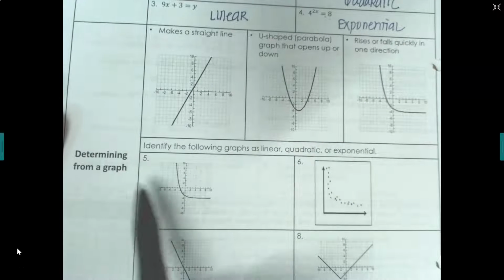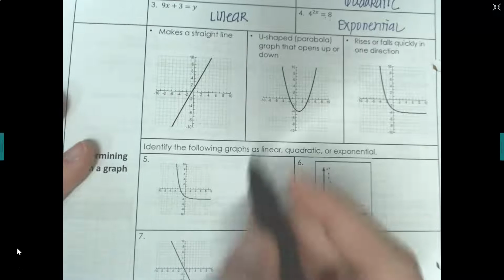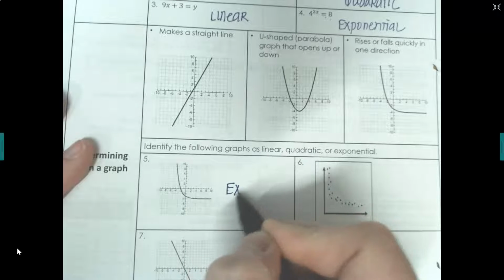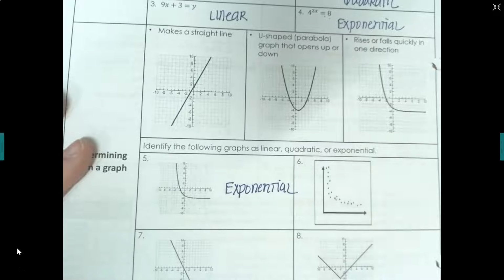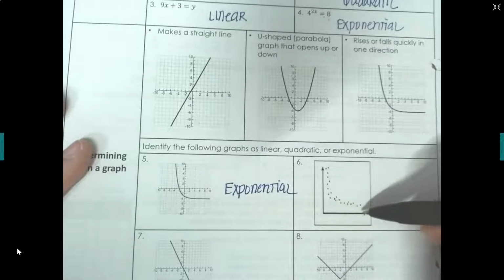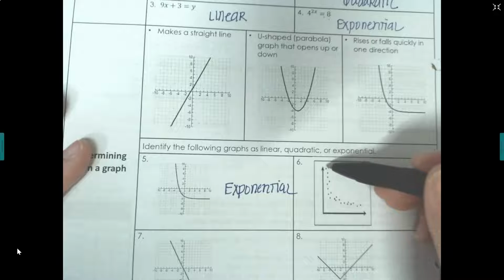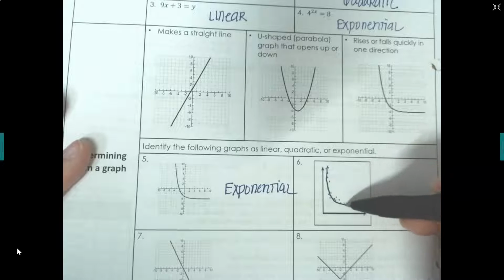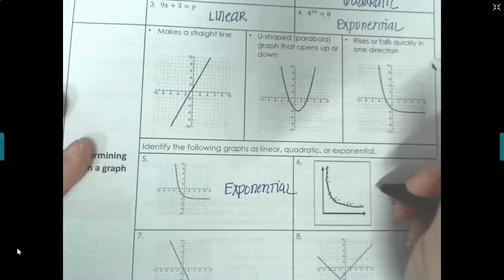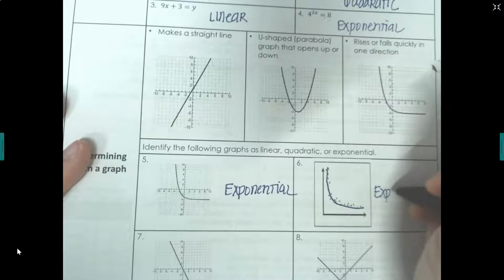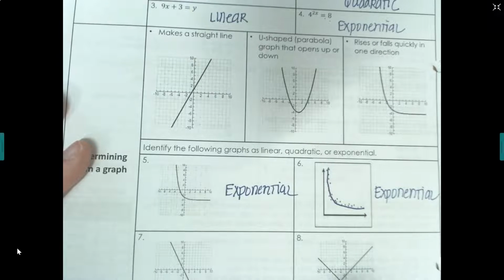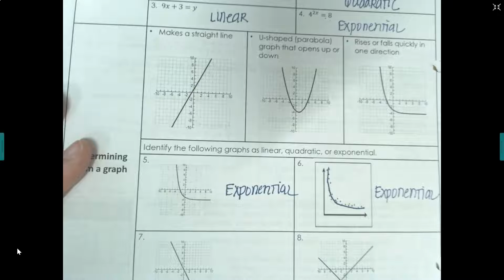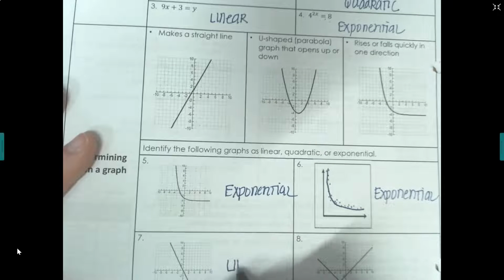So when we take a look at this graph, it's falling quickly to the right here. This is an exponential. This is a scatter plot actually, but if you could kind of envision the line and you can see it, that's also going to be exponential. This is a straight line, so this is linear.